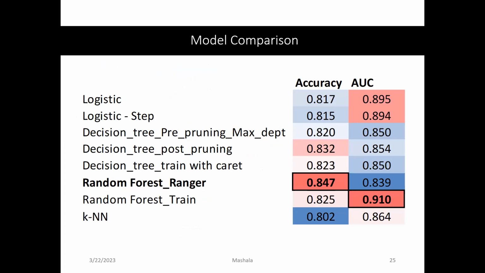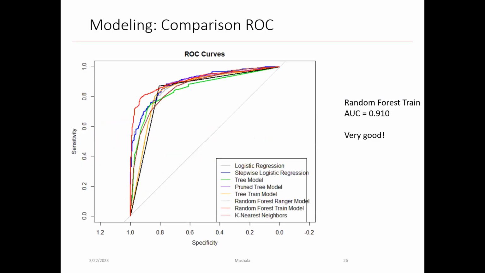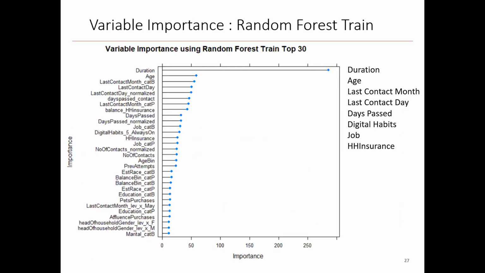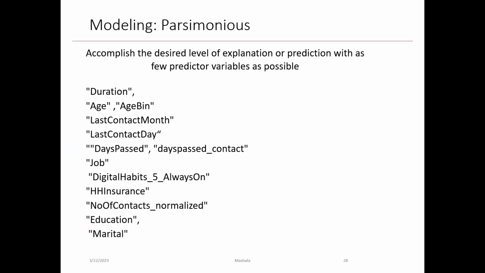After running all the models in R, I found that the random forest using the ranger method had the highest accuracy, with the random forest using the train method having the highest area under the curve. These are the ROC curves. These are the variables that were found to be most important, for example, the duration, the age, last contact month, and last contact day.